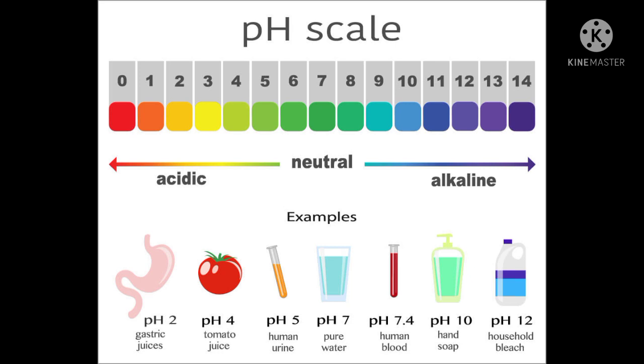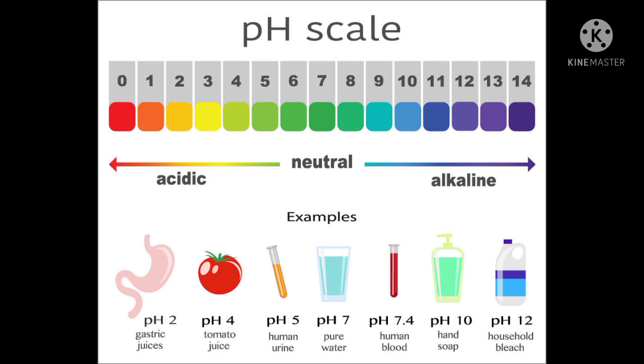Dear students, look at the image. There are two arrow marks showing. The first one shows acidity increasing from 6 to 0, and the second one shows basicity increasing from 8 to 14. So this is about the pH scale.